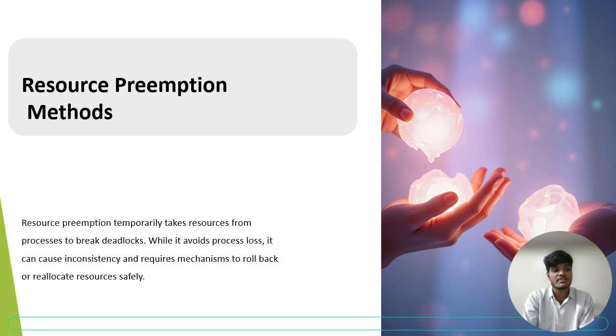Resource preemption methods. The second method is resource preemption. Here, resources are temporarily taken from a process to break deadlocks. While it avoids loss, it can cause inconsistency and requires mechanisms to roll back or reallocate resources safely. So this is the second method, preemption.